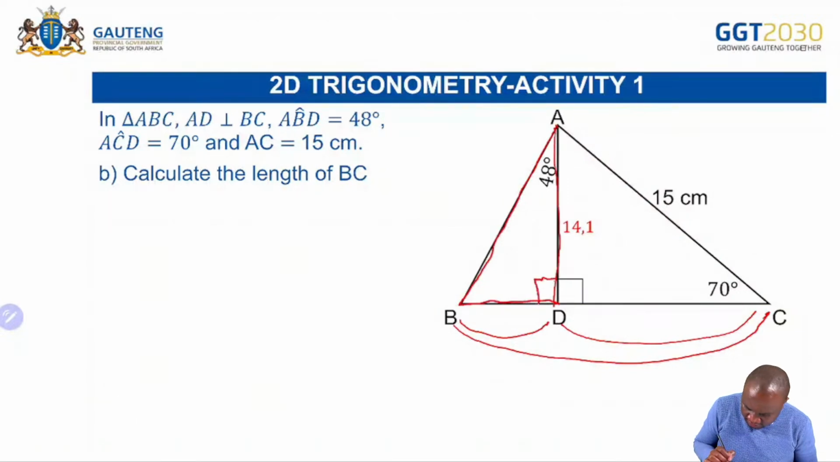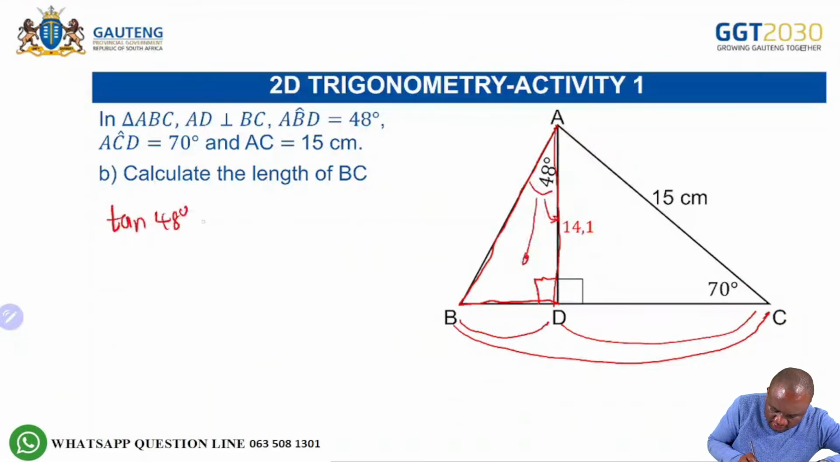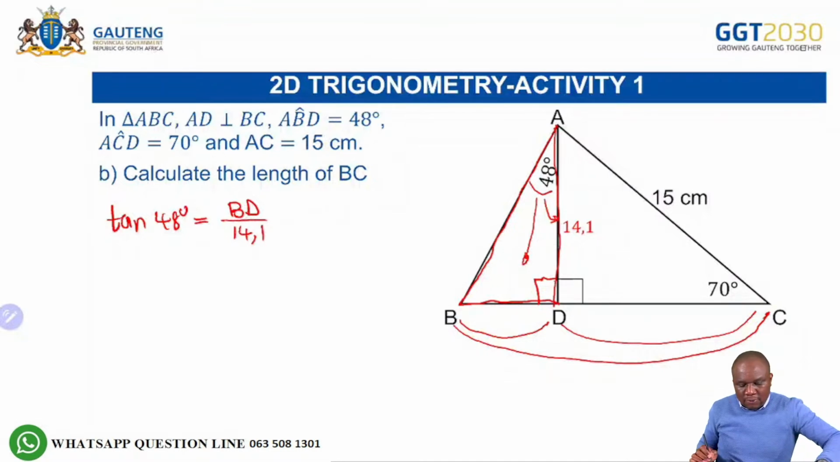This angle is also 90 degrees. So we have our reference angle. This is adjacent and BD is opposite our reference angle. So which trigonometric ratio are we going to use, which involves opposite side and adjacent side? It is the tangent of the angle. So it's going to be tan 48 degrees is equal to the opposite side, which is BD, over the adjacent side, which is 14,1. We got 14,1 in the previous question.